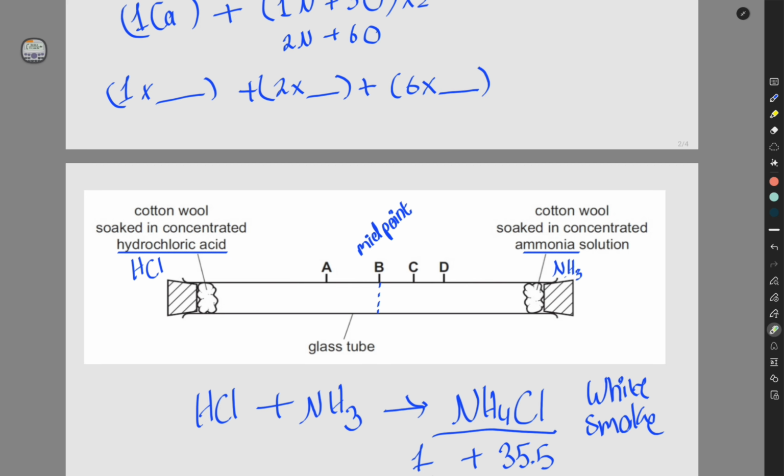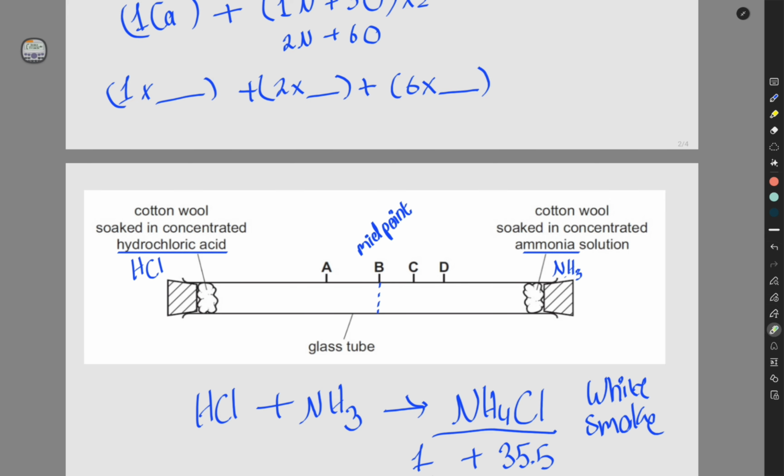So where exactly are they going to meet? They're going to meet closer to the slower compound, the one with the heavier MR. They're going to meet closer to the HCl. What does that mean? If B is the middle point, they can't meet at C or D, because that would mean that the HCl travels faster than the NH3 and they met closer to the NH3. But since we said that the NH3 diffuses faster than HCl because it has a lower MR, it's not going to be closer to the NH3, obviously. It's not going to be at the middle point. To show that NH3 is faster than HCl, the meeting point has to be closer to the HCl. And the letter here that represents the white smoke forming closer to the HCl is letter A.